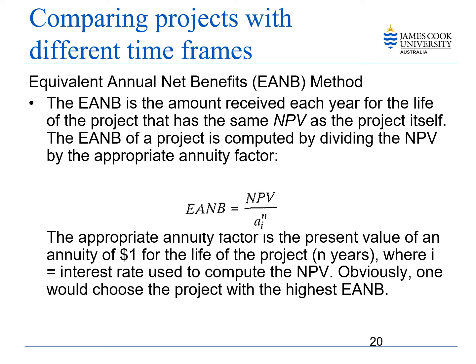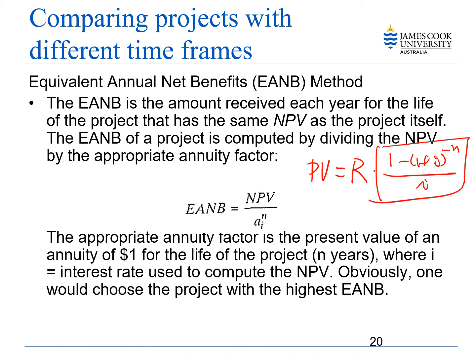Remember, let me remind you of the formula for annuity, which is per period payment times an annuity factor, which depends on the interest rate, discount rate, and the number of periods. So 1 minus (1 plus i) raised to the power negative n, divided by i. So that's the annuity factor. Okay, so we can calculate this for the hydroelectric dam project. In addition, we can also calculate this R for the cogeneration project.